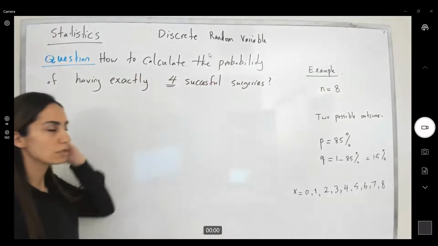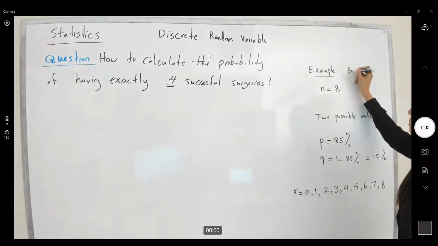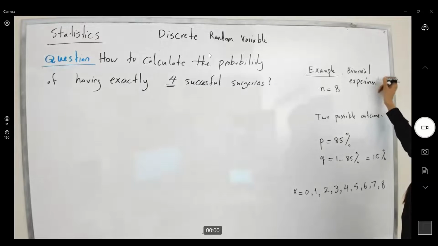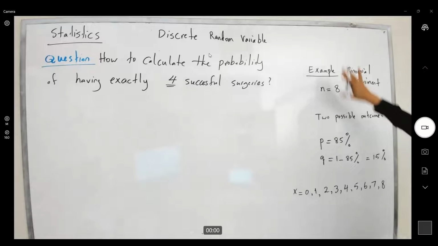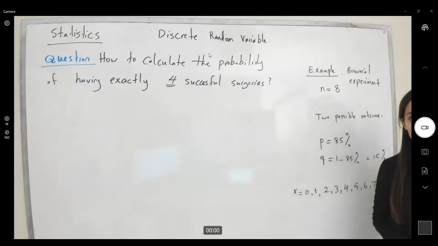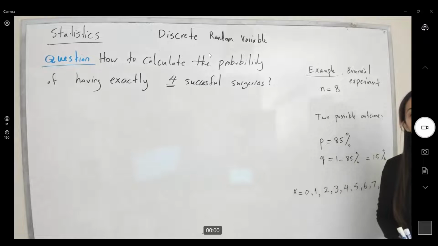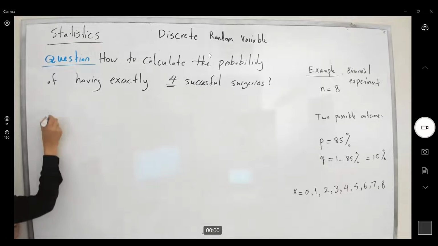These are legit questions. We said that, hey, we have a binomial experiment. In our example, we had a binomial experiment on 8 patients, 8 surgeries. And we checked that it is exactly satisfying the definition of a binomial experiment. But now we're posing some new questions, right? Now that we have a binomial experiment, how do I find the probability of x being exactly 4? How do I calculate the probability?